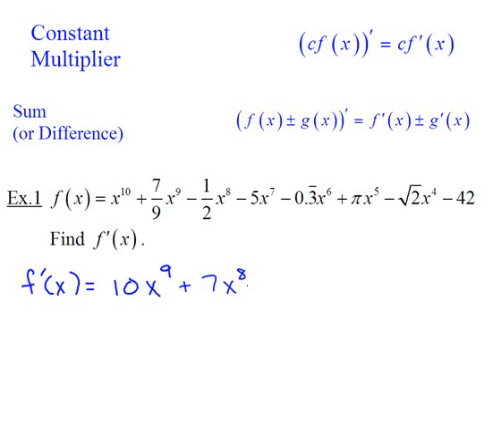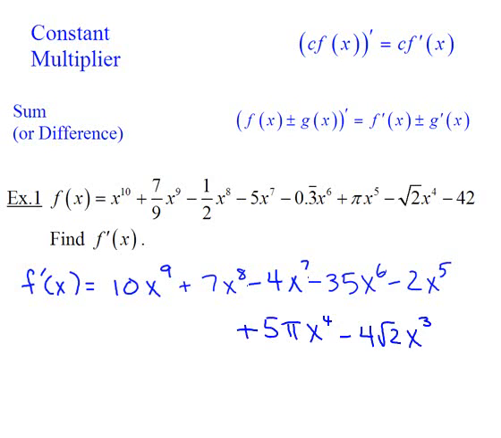Likewise, the next term becomes negative 1/2 times 8x to the 7th, or 4x to the 7th, and then negative 5 times 7x to the 6th, or 35x to the 6th. Negative 1/3 times 6x to the 5th is 2x to the 5th. Pi times 5x to the 4th minus root 2 times 4x to the 3rd, and the 42 drops. It's a constant, so its derivative is 0.